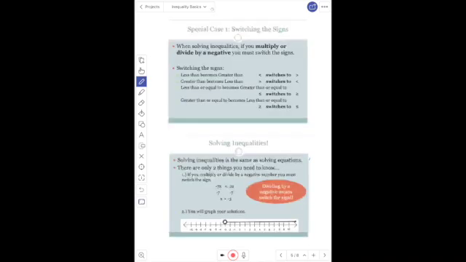All right, now that we've done the basics of an inequality, now we need to talk about actually solving an inequality. So there are a few special cases in these situations where if we multiply or divide by a negative number, you are going to switch the sign.